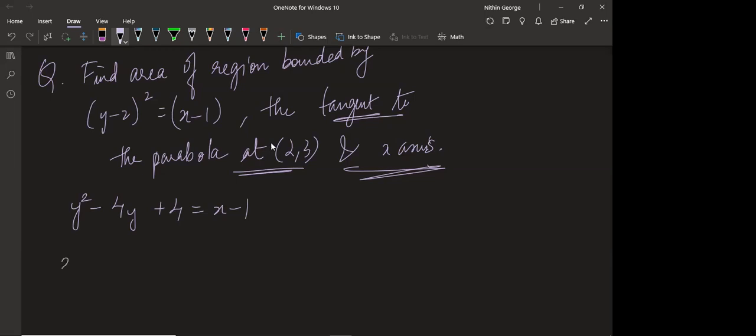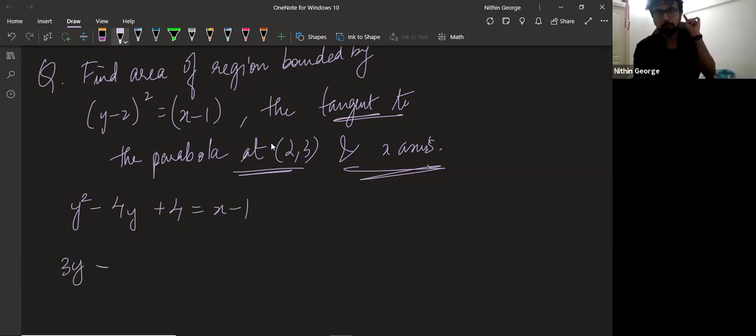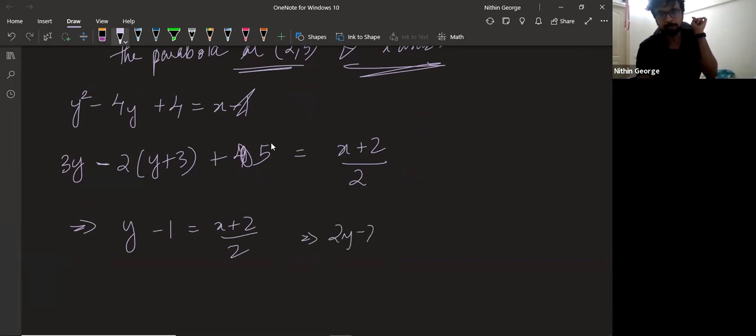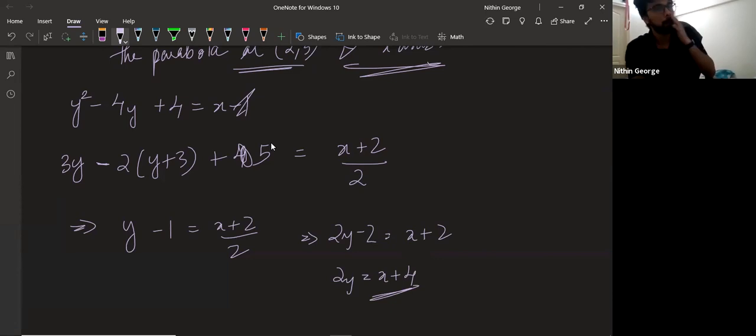Okay, so y square becomes 3y, minus 4y will become minus 2 into y plus 3, plus 4 remains plus 4. Okay, it will become plus 5 because it's minus 1. I'll take it to the side. And x becomes x plus 2 by 2. This can be written as y minus 1 equal to x plus 2 by 2. In other words, I get 2y minus 2 equal to x plus 2, or x equals 2y minus 4. Is it the same thing I'm getting? Yes. Okay. So we have our tangent ready.